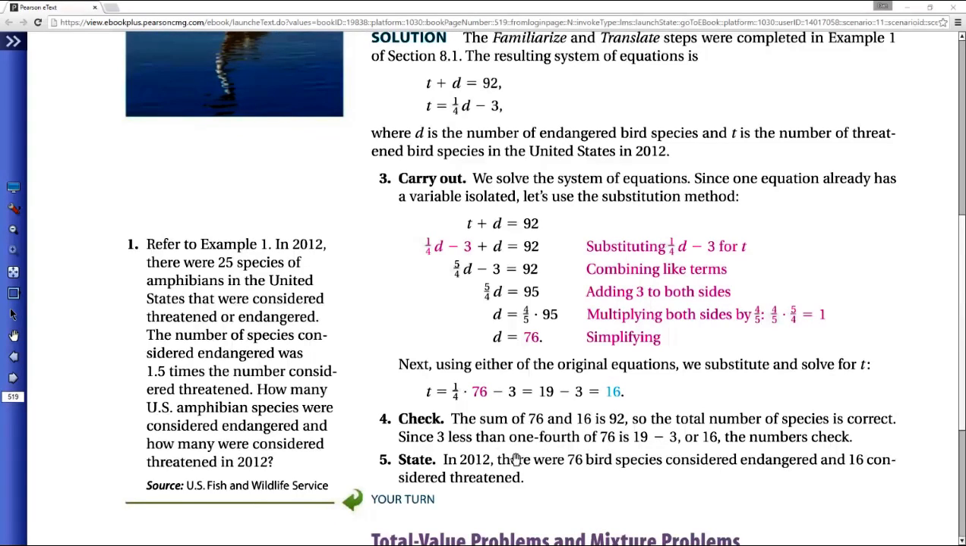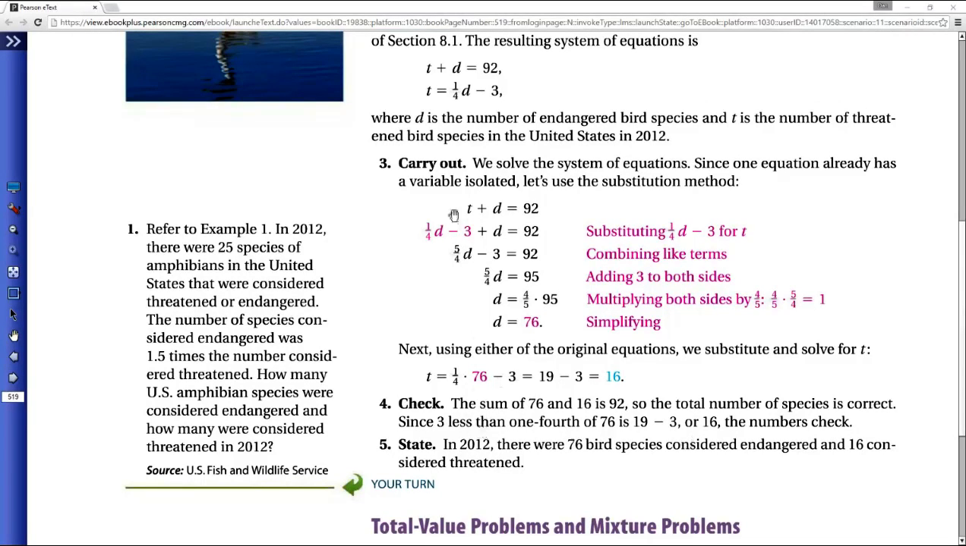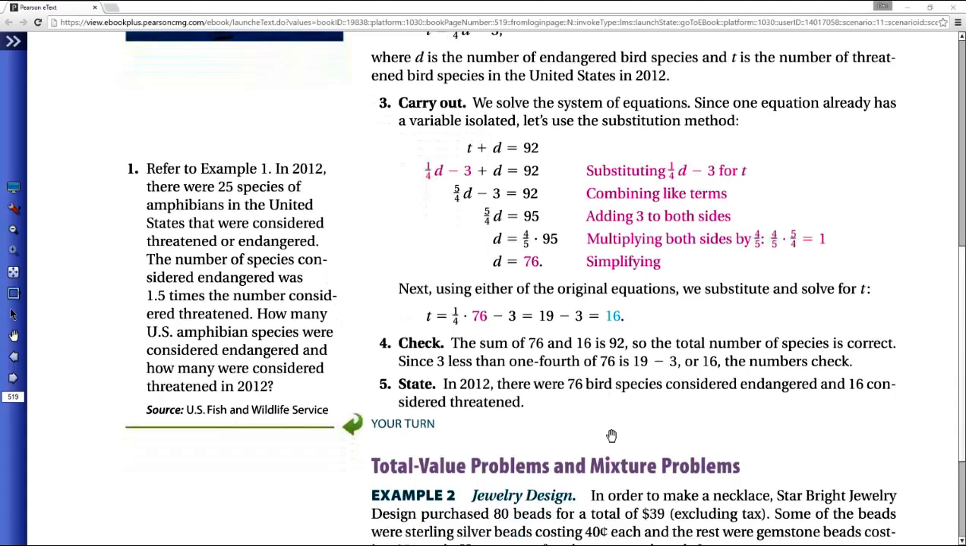Now that's not done, because this solution has to fit both situations. So the next check would be to take those numbers for T and D and put them into this other equation and see if it makes it true. And they end up with 16 again. Okay, so it does check out.